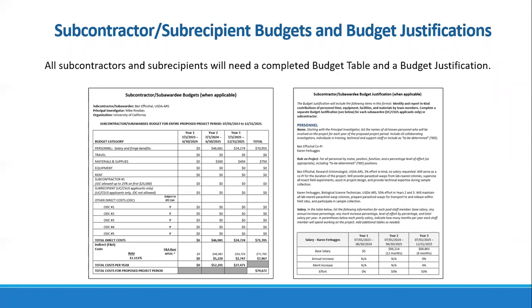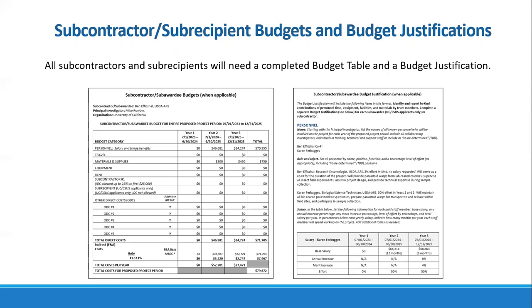For each of these subcontractors and subrecipients, they should have their own specific budget table and budget justification identical to what we've described here, added as addendums after the main budget and main budget justification. There's examples that you can see on the slide for a subcontractor, the first one that we talked about, the USDA subcontractor. And you can see here that it has personnel and some materials and supplies included.